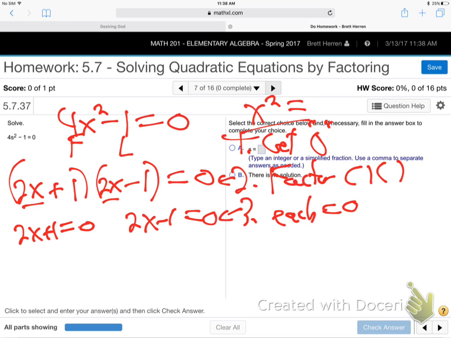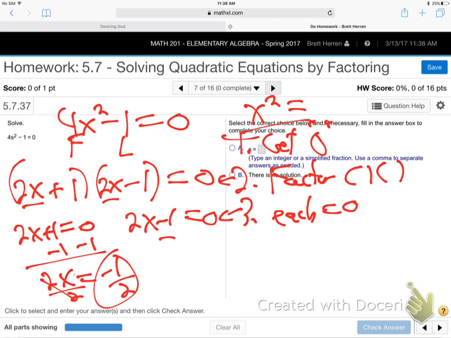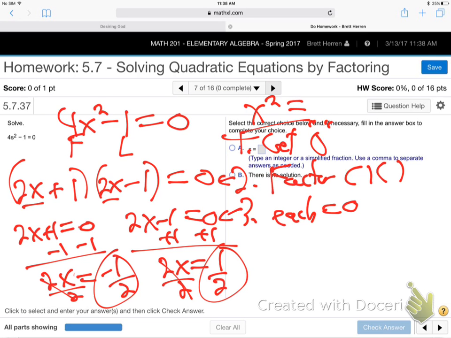You know, you might be able to do it just by looking at it, but if you need to do the steps, go ahead and do it. So negative a half, yeah, because we need to divide, exactly. Good, negative a half. The other one, add 1 to both sides and divide. Positive. So it's negative a half and positive a half, huh? Good.